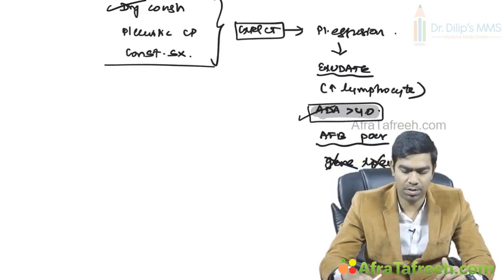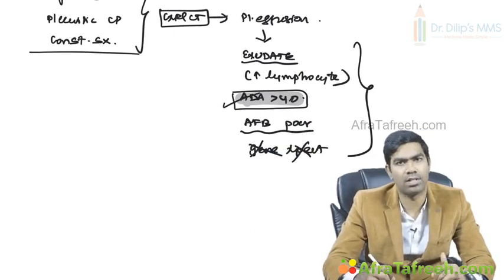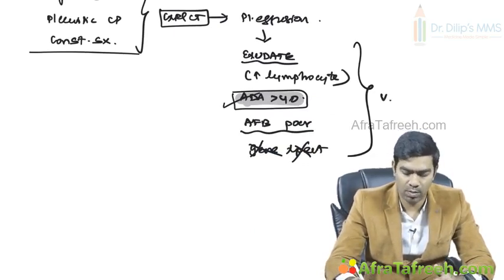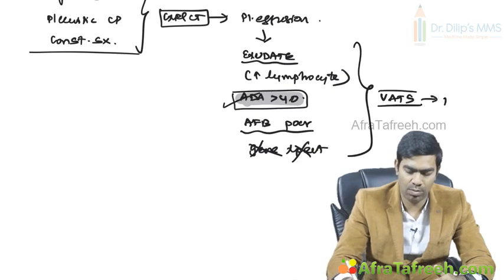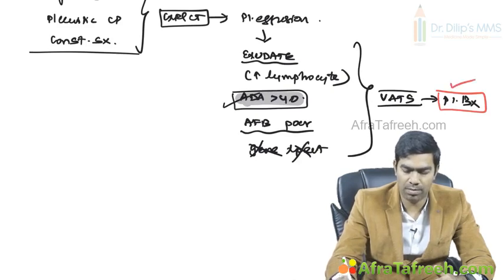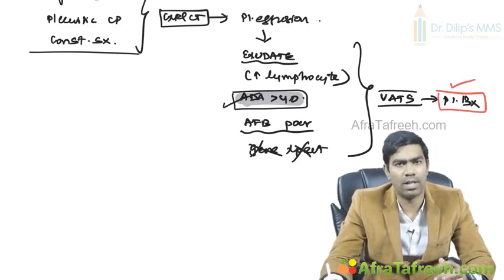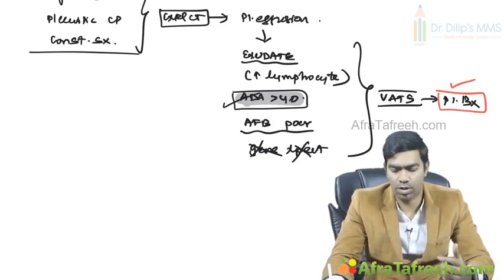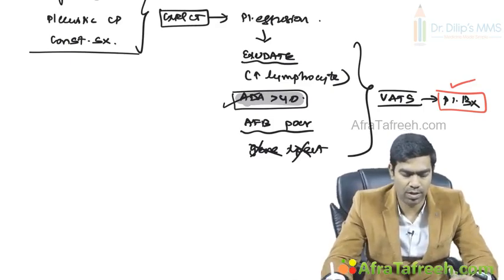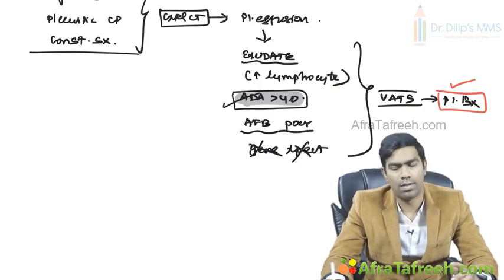If you still have suspicion, with all borderline features, and you still suspect TB heavily, then the only way out is VATS and do a pleural biopsy. If they ask you the gold standard for diagnosing pleural TB, the answer must be VATS-guided pleural biopsy. That is the gold standard for diagnosing pleural tuberculosis, because you have the direct tissue evidence for diagnosing tuberculosis.